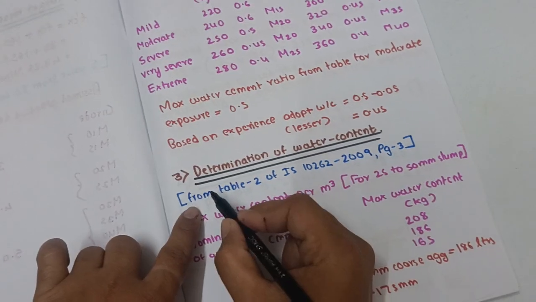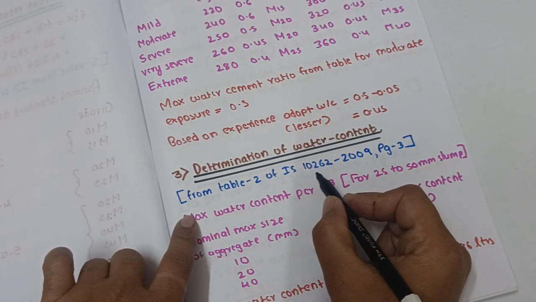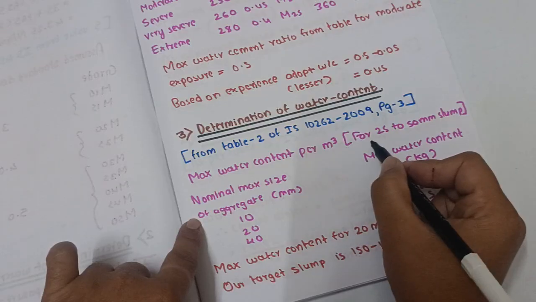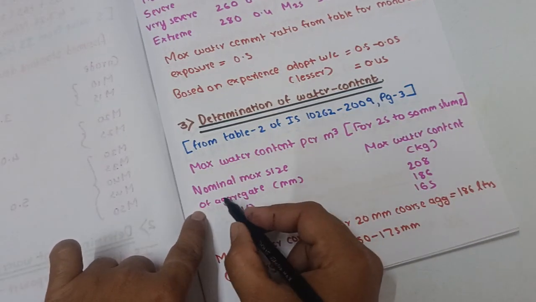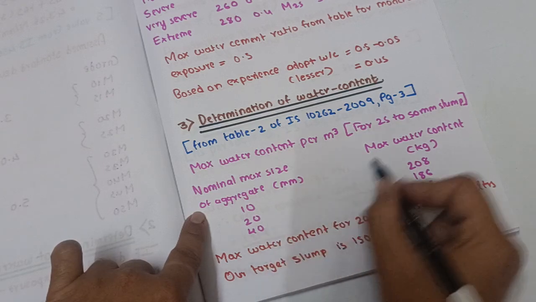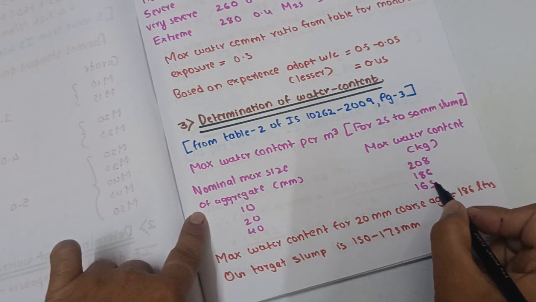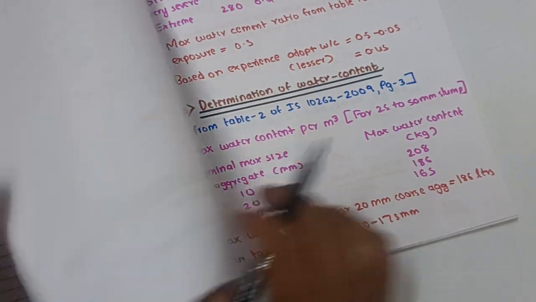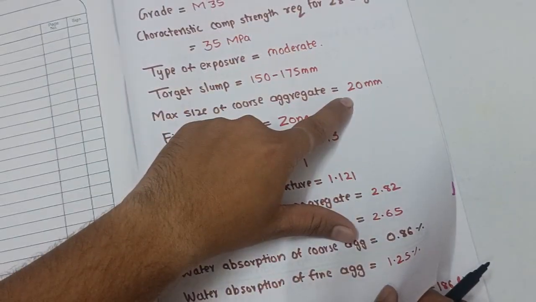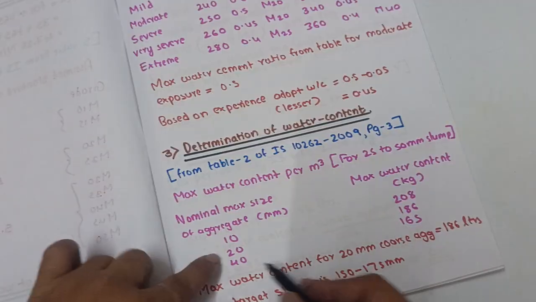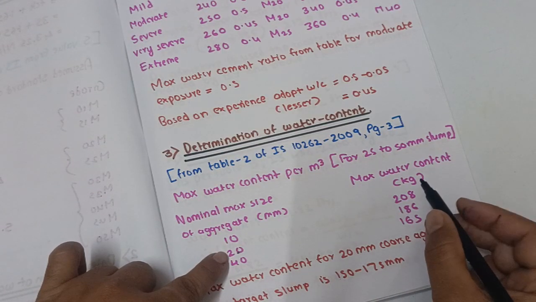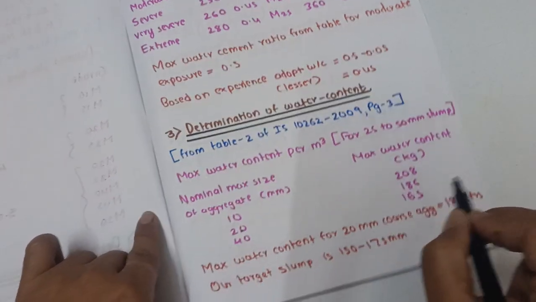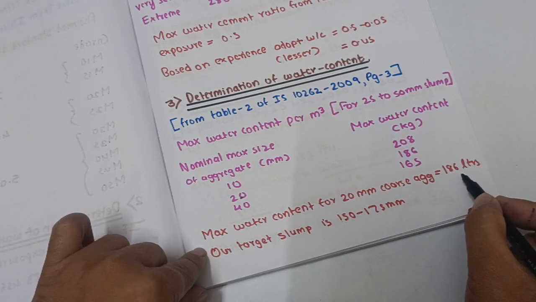Determination of water content. Third, from table 2 of IS 10262 2009, page 3. This is the table: maximum water content per m cube for 25 to 50 mm slump. Nominal maximum size of aggregate 10, 20 and 40 mm. Maximum water content in kg: 208, 186, 165 kgs. So maximum water content for 20 mm, as we know aggregate size is 20 mm, is 186 kg or liter. As we know, 1 kg of water is 1 liter of water. Maximum water content for 20 mm coarse aggregates is 186 liters.